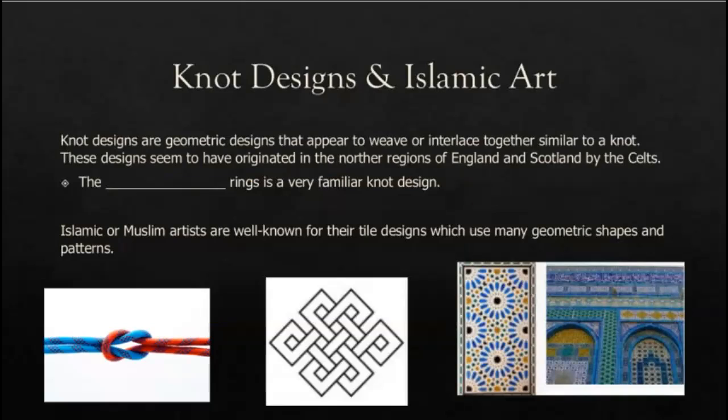Knot designs are geometric designs that appear to weave or interlace together, similar to a knot. These designs seem to have originated in the northern regions of England and Scotland by the Celts. What is a famous ring design that is a knot design? Can you think of something? We're not in the right year for it right now, but the Olympic rings interlock as you look at them. So the Olympic rings is a very familiar symbol for us, and that is a knot design.